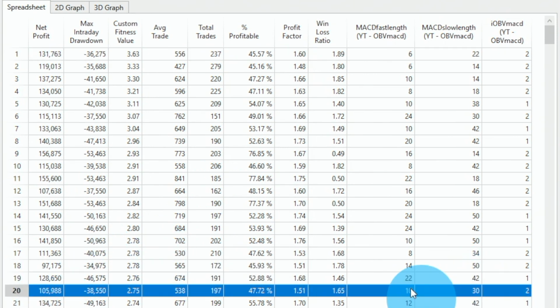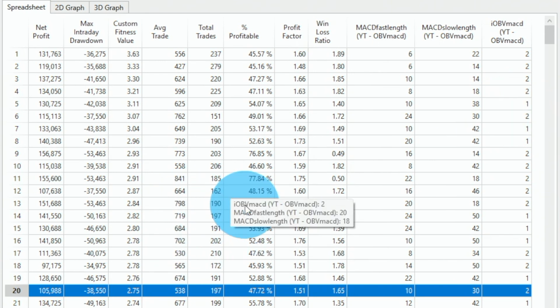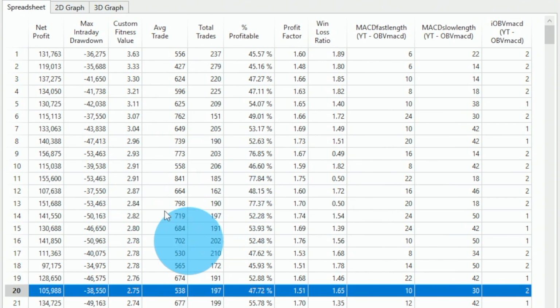So we have 13 strategies that are using the MACD and 7 strategies that are using the unbalanced volume MACD. So it doesn't look like the volume is adding any value to MACD. And this is really an important lesson to keep with you as an algo trader.